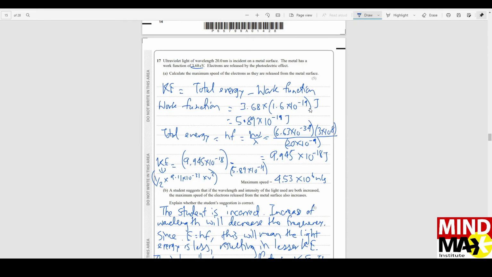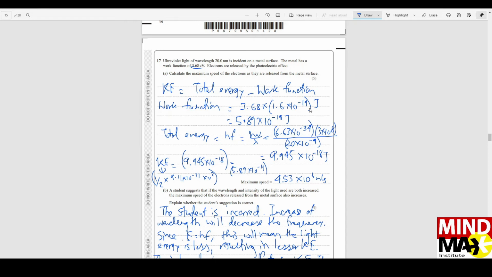Here the f is not given. The frequency is not given, so we have to find it using the wavelength. So hc by lambda. From here, 20 nanometer means 10 to the power minus 9, the remaining is as it is. And c is of course the speed of light, because ultraviolet has the same speed as light. From here, we subtract the work function from the total energy, and we're going to get the kinetic energy.